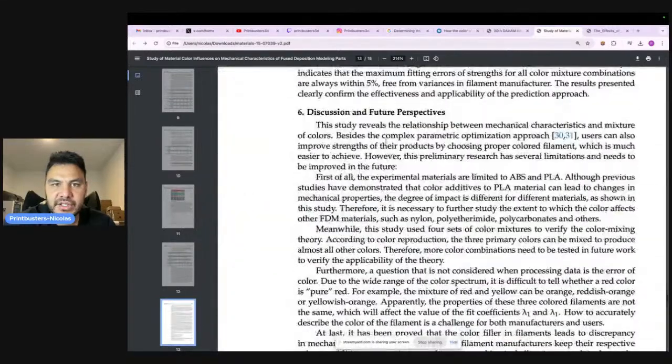Okay, so what are the discussions? This study reveals the relationship between mechanical characteristic and mixture of colors. Beside the complex parametric optimization approach, user can also improve strengths of their product by choosing proper colored filament, which is much easier to achieve. However, this preliminary research has several limitations and needs to be improved.